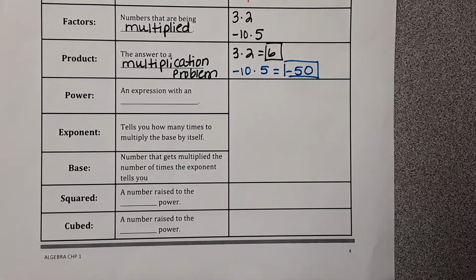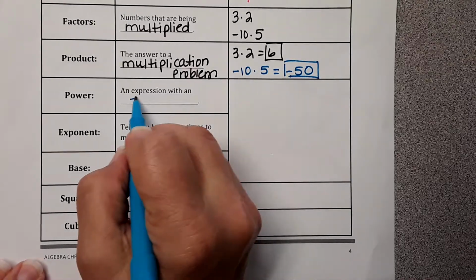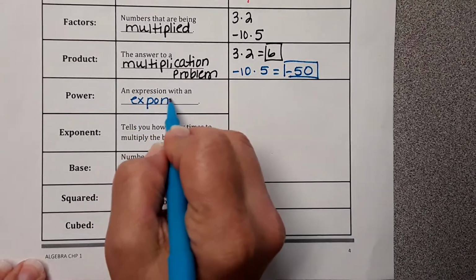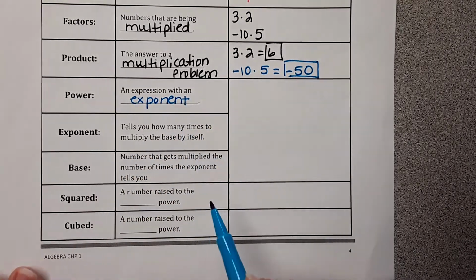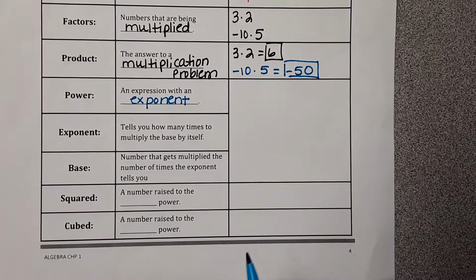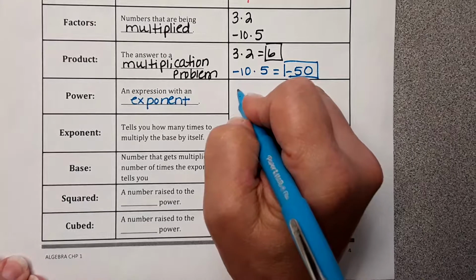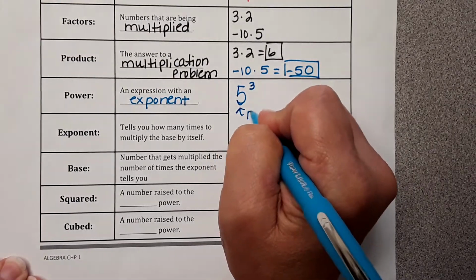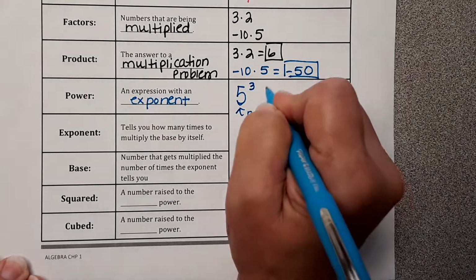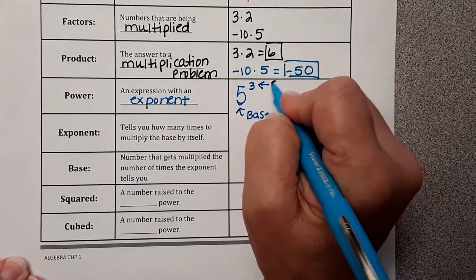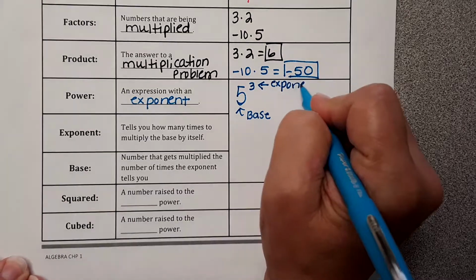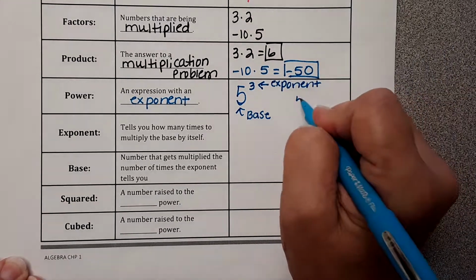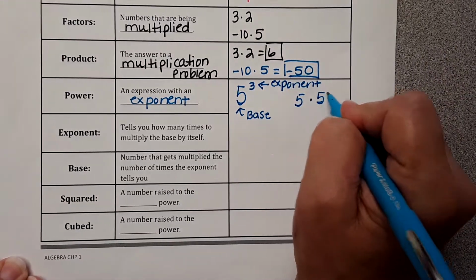And now, an expression with an exponent. An exponent tells us how many times to multiply the base by itself, and the base is the number that gets multiplied that number of times. So if we do 5 to the third, this is the base and this is the exponent. That means 5 times 5 times 5.